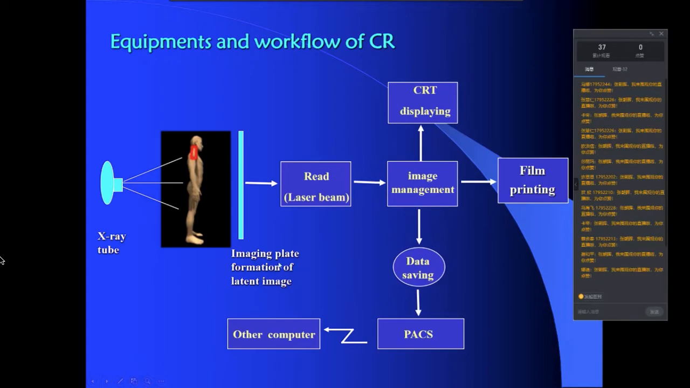And this latent image is read by a laser beam and transformed to a digital image, which can be displayed in a grayscale format on a monitor, printed by a laser printer, or saved in a picture archiving and communication system. This image can also be accessed by other computers. These are the equipment and the workflow of CR, computed radiography.